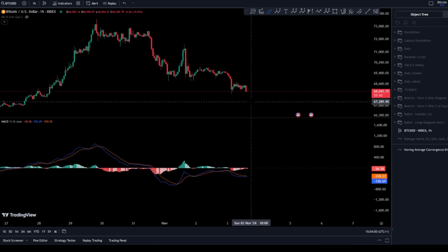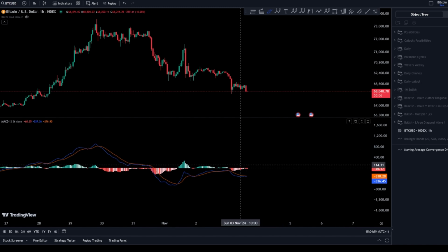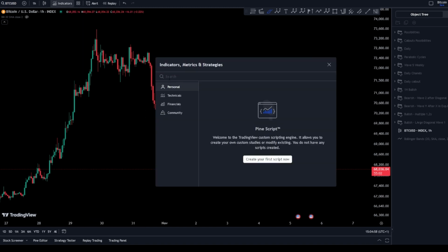So we're gonna see that. Again, on the 1 hour chart, I'm gonna label this to make it much more clear. So that was for MACD. Now let's take a look at the Bollinger Band.